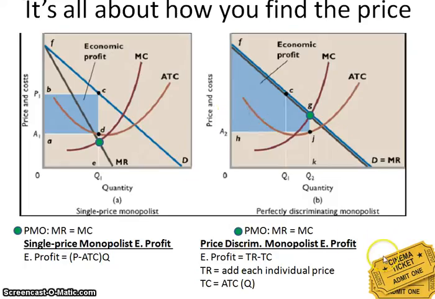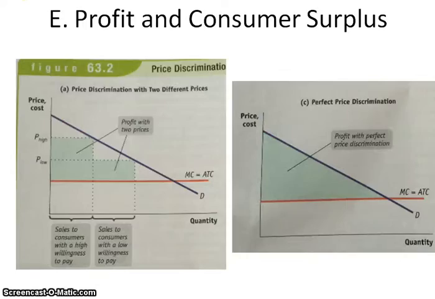Another great example would be movie tickets. When I go to the movies with my kids, they're charged a different price than I am because of our willingness and ability to be able to purchase it. And so that's where you have another example of the discriminating monopolist.